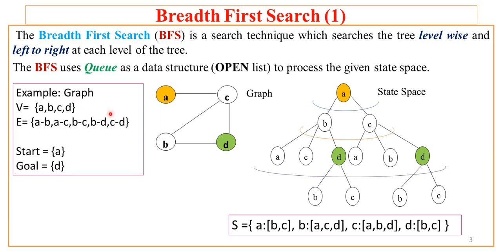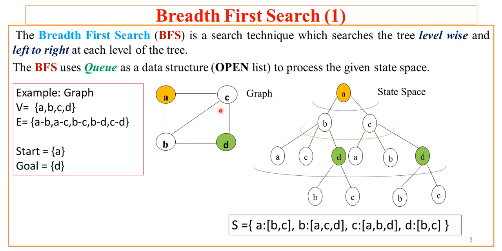Assume that we have been given a graph having 4 nodes A, B, C and D, and having edges like A to B, B to C, A to C, B to D and C to D. So these are the edges. Being an undirected graph, if A is connected to B, B is also connected to A. And we have also been given that the start point is A, and we have to reach the goal D, that is, we have to find goal D.